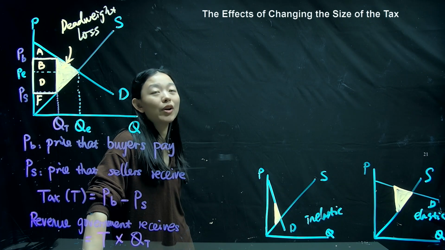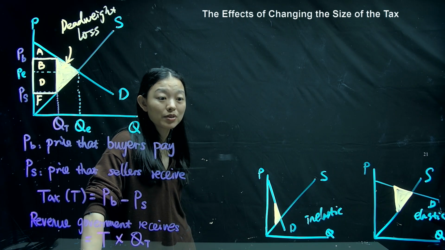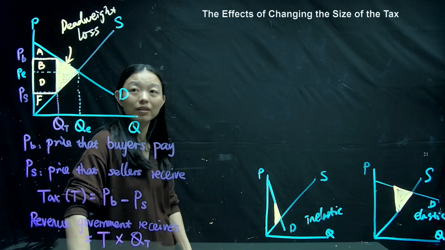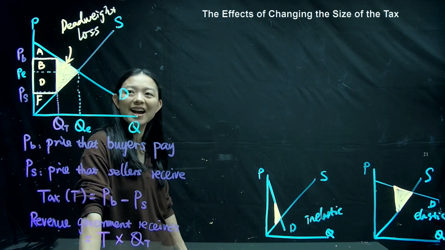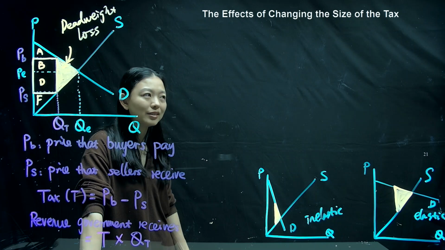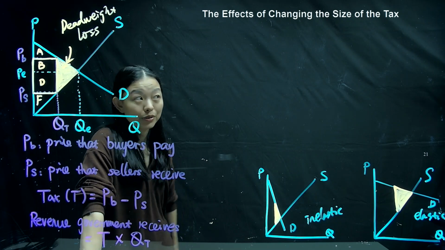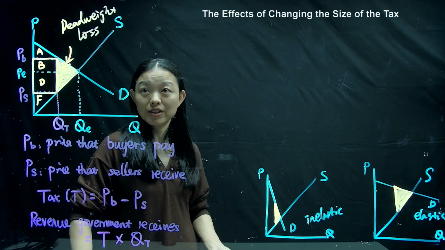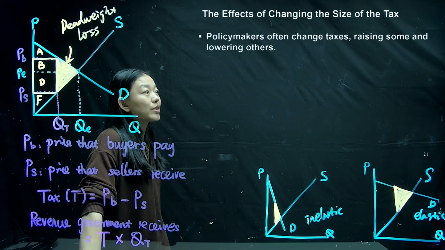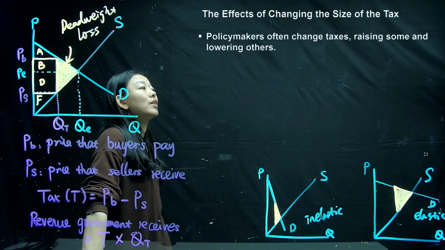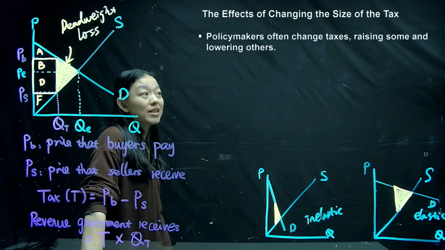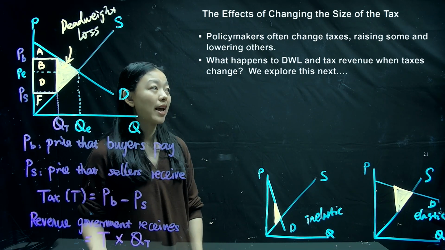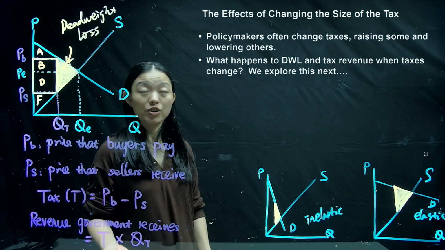Now let's look at what happens if we change the tax rate. Here we just fix the tax rate at T, right? But if the government thinks, can I increase the tax more to have a larger tax revenue? Then the government should be very cautious about what the appropriate tax rate is. Policymakers often change taxes, increasing some taxes or lowering some tax rates, right? So what happens to deadweight loss and tax revenue when the tax rate changes?